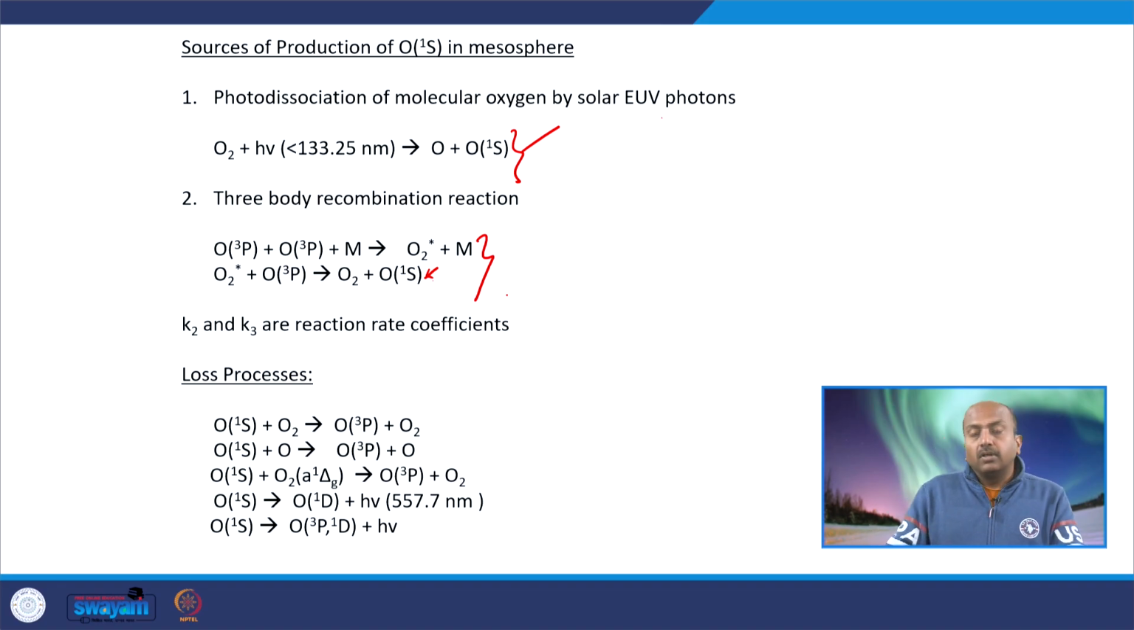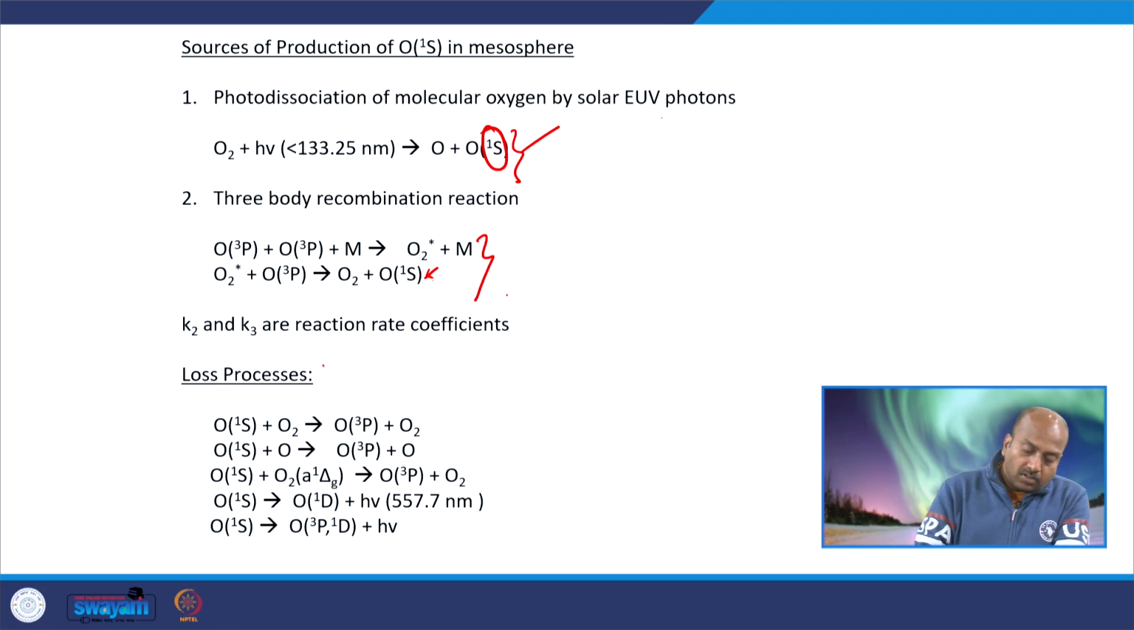You can refer to any standard book, or even the internet, these things are pretty much available, right? Now, most importantly, these are the production processes, the sources of production. I mean, how many oxygen atoms are populated into this state is what is being shown here.